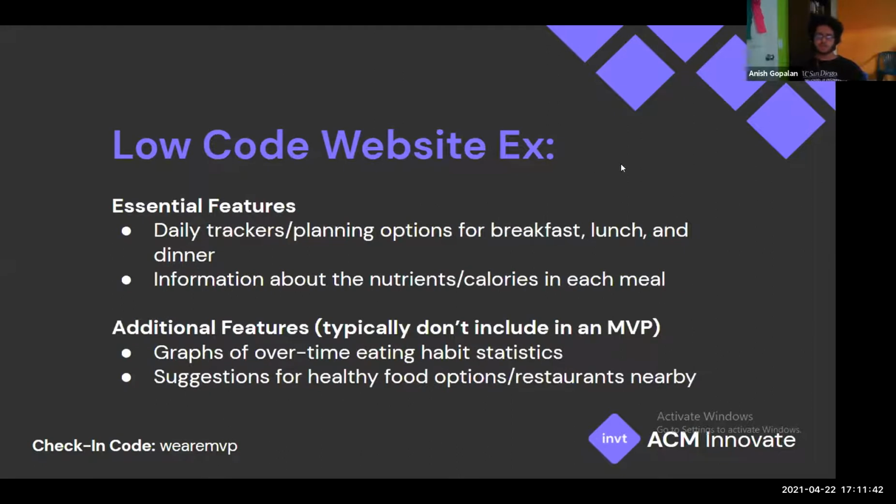So I broke it down this way where if it's a meal planner, you want to be able to track meals for breakfast, lunch, and dinner, and have information about the nutrients in each meal to track what you're eating. And then additional features, stuff that's nice to have, maybe graphs of what you're eating over time, and maybe suggestions for what's nearby. So once you prototype, once you obtain feedback, this is stuff that maybe you could add later on. But this really isn't the core of the meal planner app. This is stuff that you can add if you kind of want to.